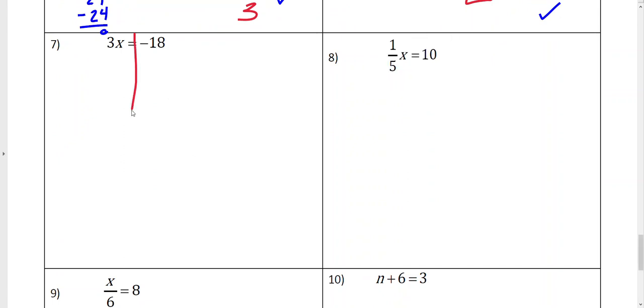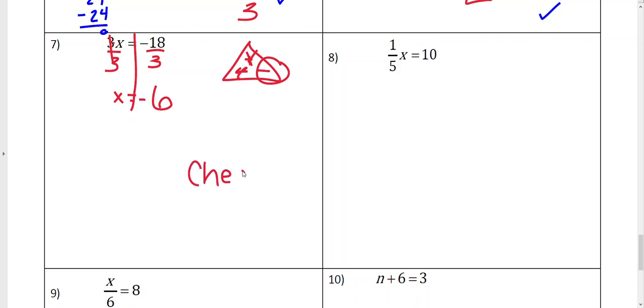Number 7, I have 3 times x. I need to undo that multiplication, so I have to divide, and because it's an equation, it's equal, I have to do it on both sides. So these ones cancel, I'm left with x is equal to, now here's where it gets tricky, negative 18 divided by positive 3. Well, 18 divided by 3 is 6, and I'm going to have to use the triangle. A negative divided by a positive is equal to a negative solution, so I get negative 6.